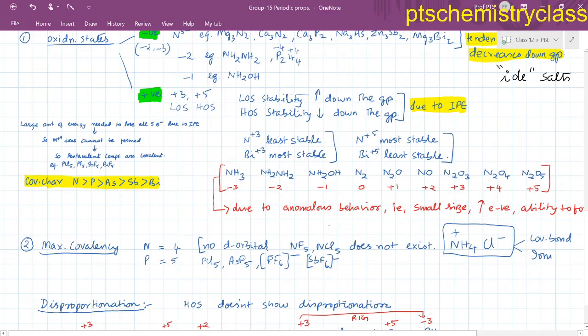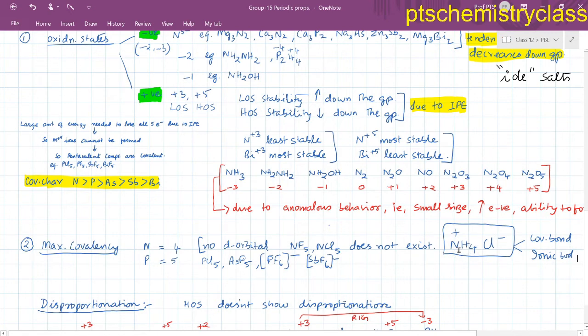Covalent bond is present in NH4; all the N-H bonds are covalent bonds. NH4+ and Cl- have an ionic bond. This compound is a little unique when compared to the other compounds. Sometimes you may get a crazy question in your class test, quarterly or half-yearly: name a nitrogen compound which has both ionic and covalent bonds. So you should know that this is the maximum covalency for nitrogen.